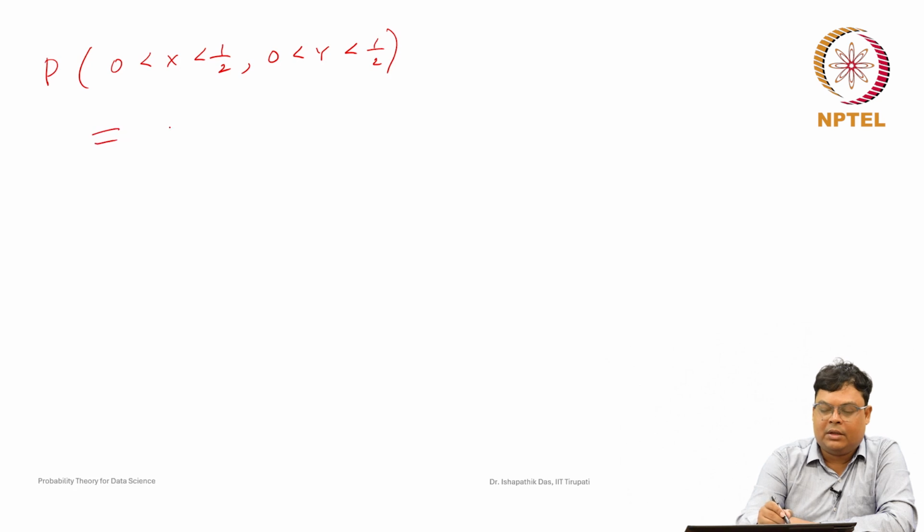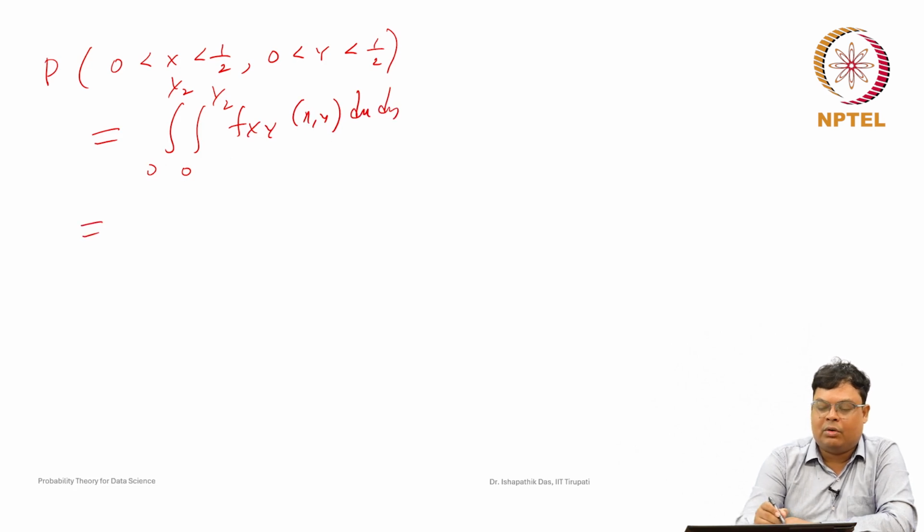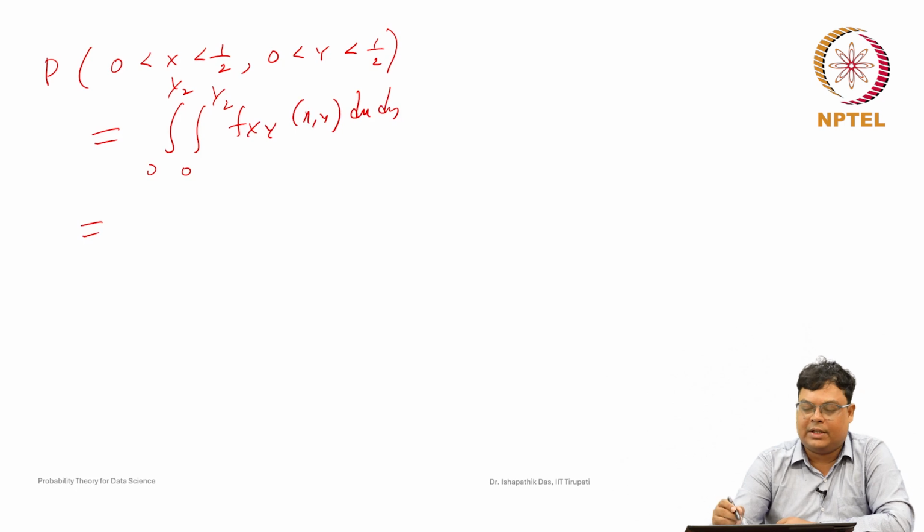Probability that 0 < x < 1/2, 0 < y < 1/2. So, by definition, this is the integral from 0 to 1/2, 0 to 1/2 of f(x,y) dx dy. But this function is not non-zero over the whole region. So, let us check that.